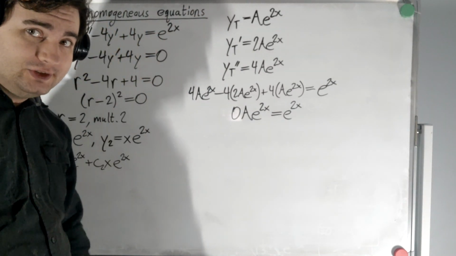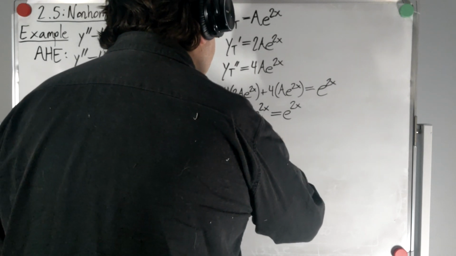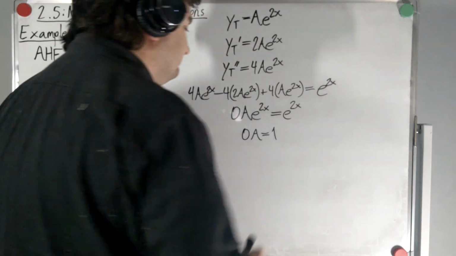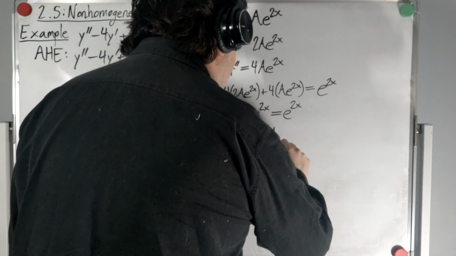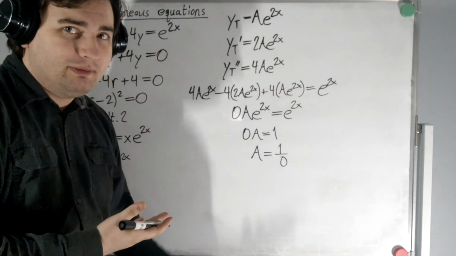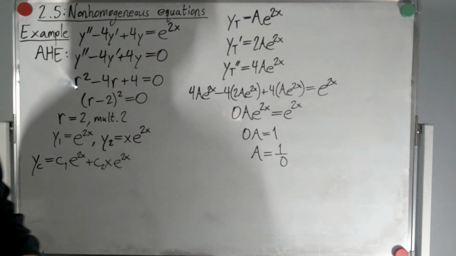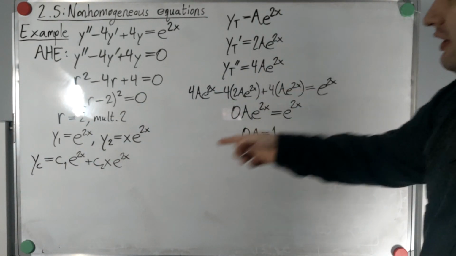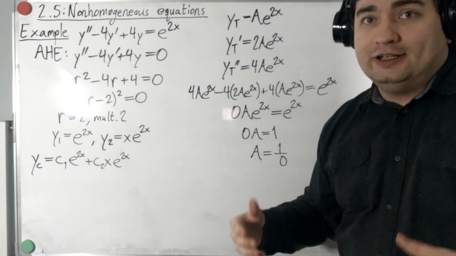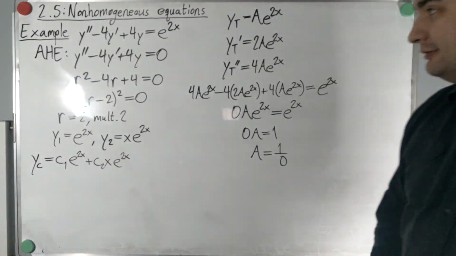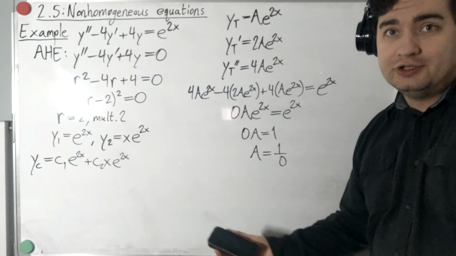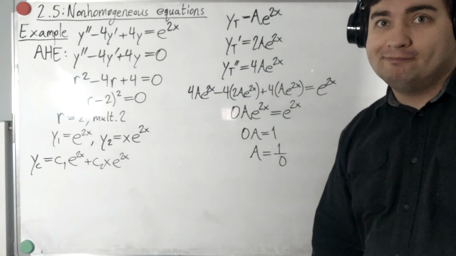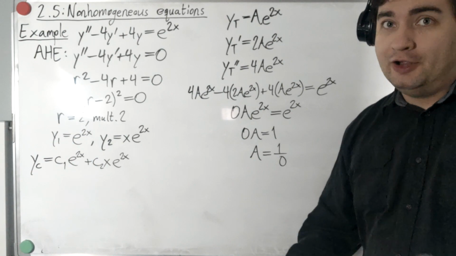Now, e^(2x) is never 0, so I guess that means that 0a = 1. So in other words, a is 1 divided by 0. See the problem? Okay. So what this means is that if you have your guess being part of the complementary family, you're going to have to do something different. Your guess will not work as it is. This phenomenon, like I said, is called duplication, when the guess is part of the complementary family. Okay? So, how do we deal with this?